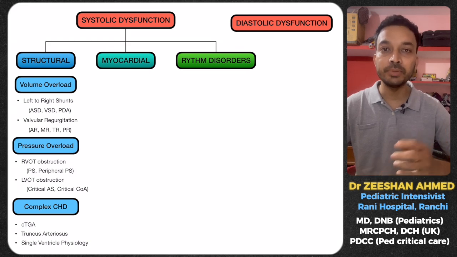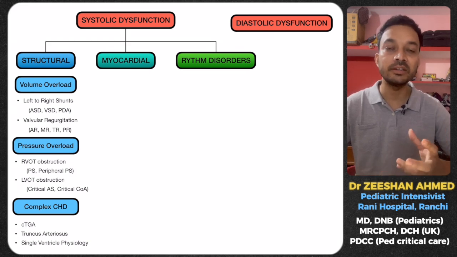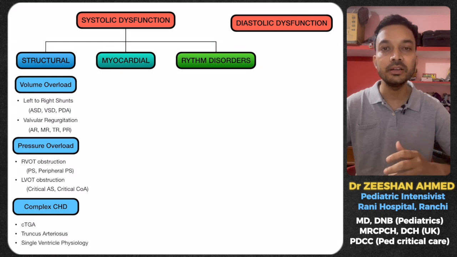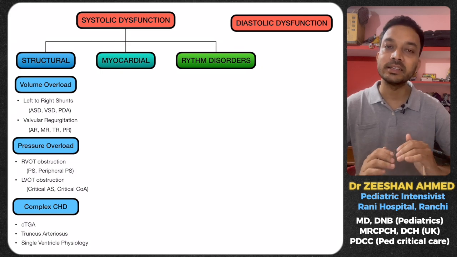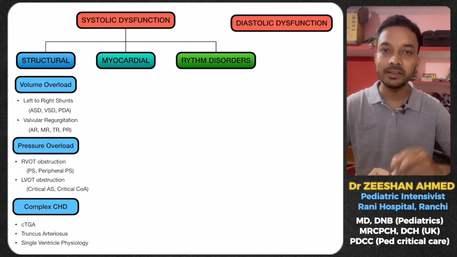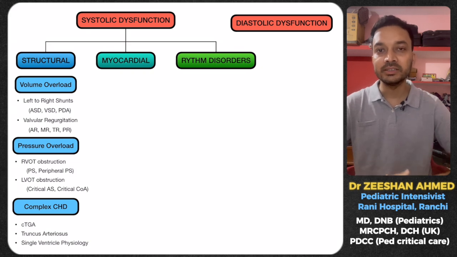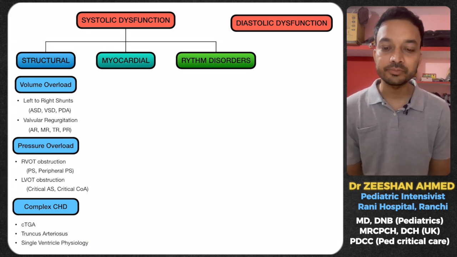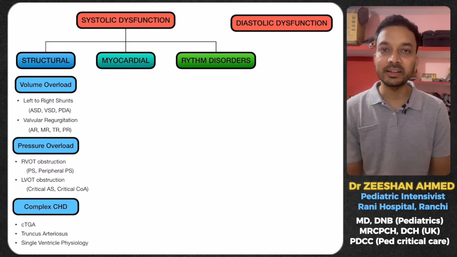So what happens, because the muscle mass of the right ventricle is less than the left ventricle, it cannot act as a systemic ventricle, and in due course of time, the right ventricle starts to fail in corrected TGA. This is one of the mechanisms which I just gave you as an example. So these were the three mechanisms by which structural heart disease can lead to heart failure.